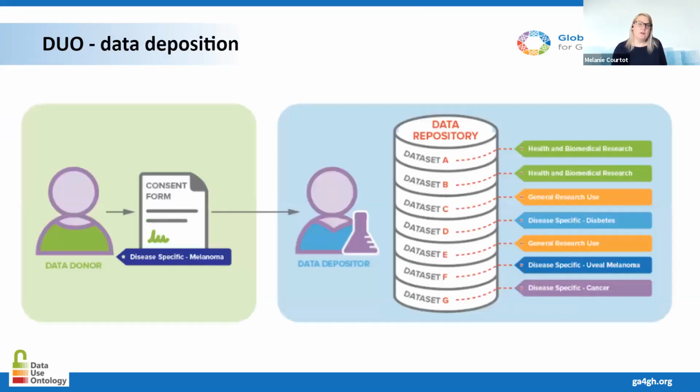So DUO in practice, how does it work? Through the consent form that a patient or research participant agrees to for the data deposition from a data depositor, the consent that's captured in the form is translated into DUO clauses, and those clauses are attached to the data set in a data repository. So you can see here, the consent is about a disease-specific type of research, and that data set would join the data repository and get its little DUO tag, its dark navy blue tag, attached at the same time.